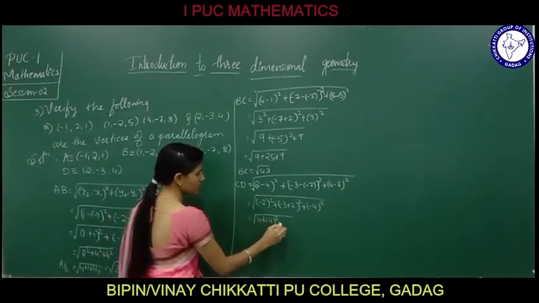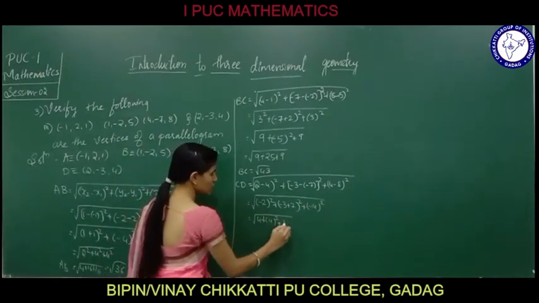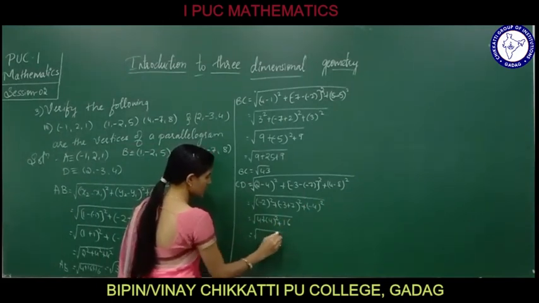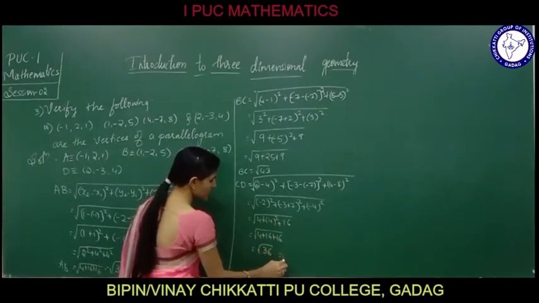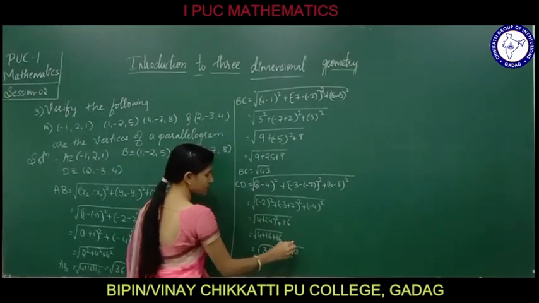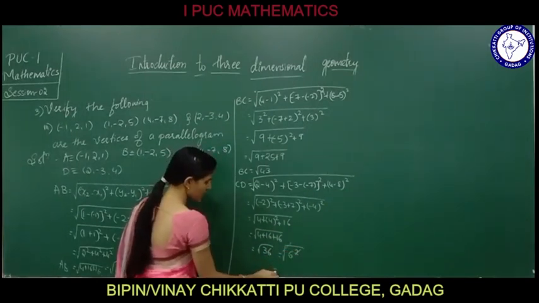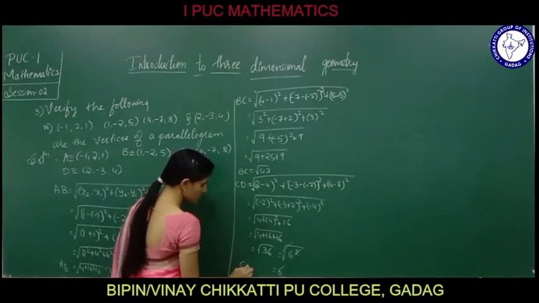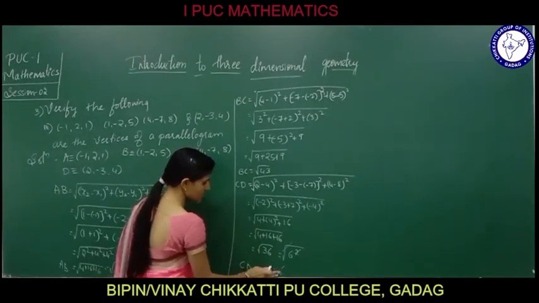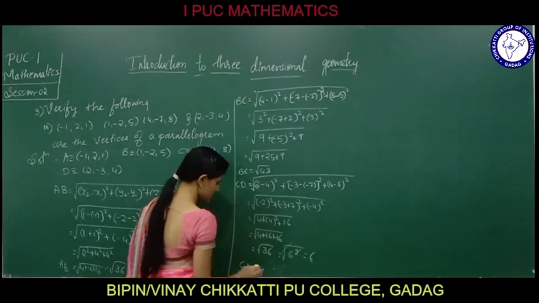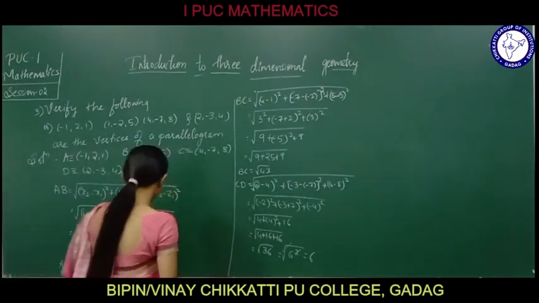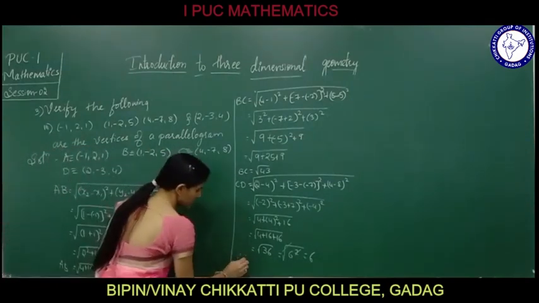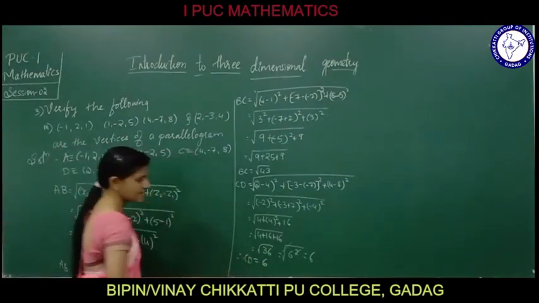4 square plus it is going to be 16, nothing but 4 plus 16 plus 16, nothing but root of 36, which I can write as root of 6 square. Root and square are going to get cancelled. I am left with 6. I got CD as equal to 6, right? This is nothing but 6. Therefore, CD is equal to 6.